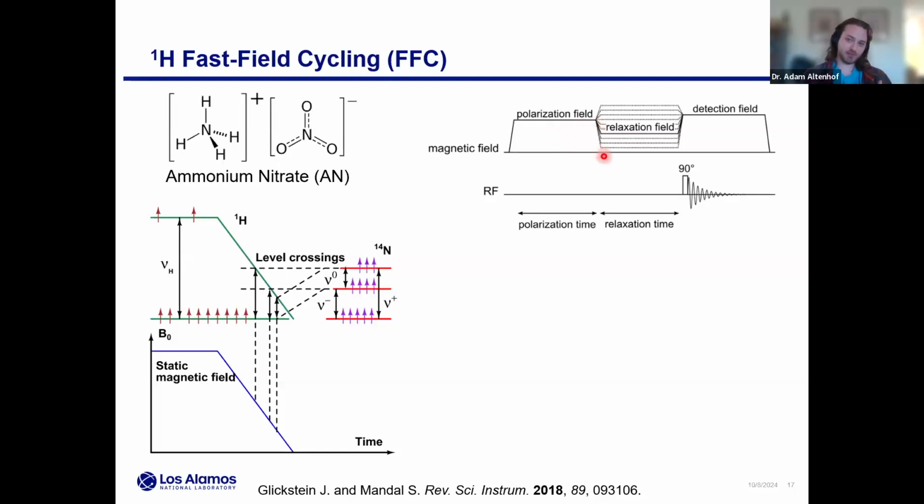We're going to ideally ramp down to an intermediate relaxation field. So we'll increment some relaxation delay, measure the T1, and then we always ramp back up to a detection field where we actually measure NMR.